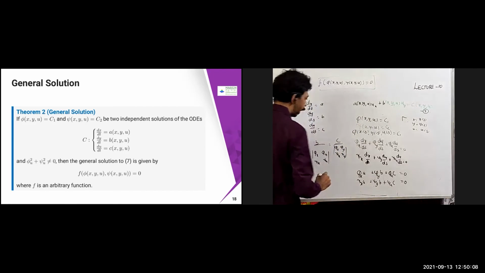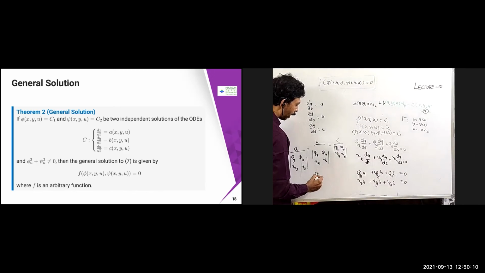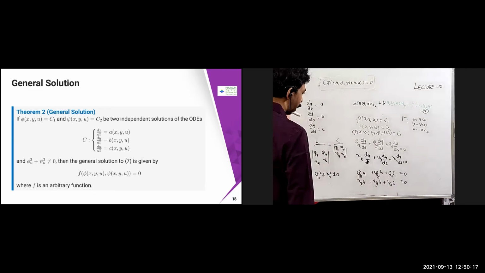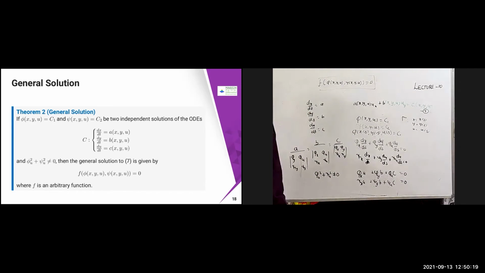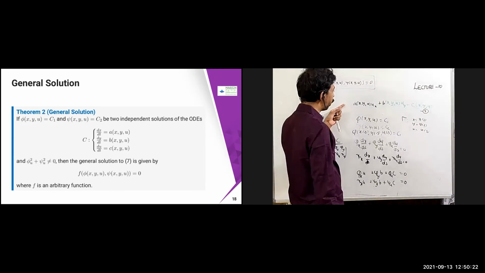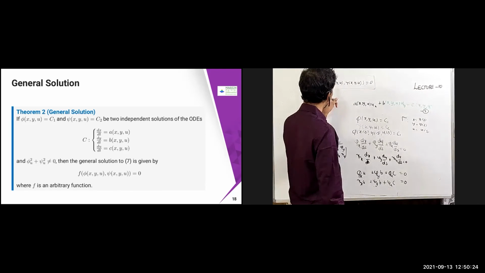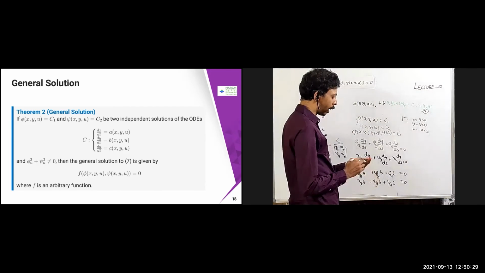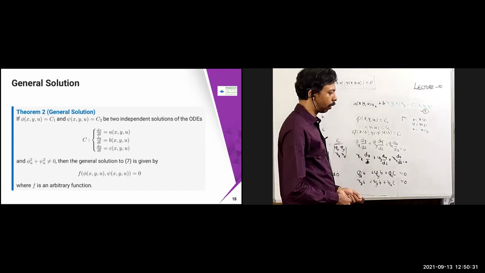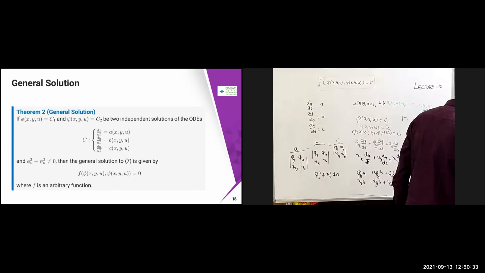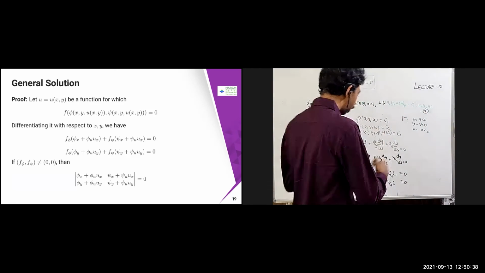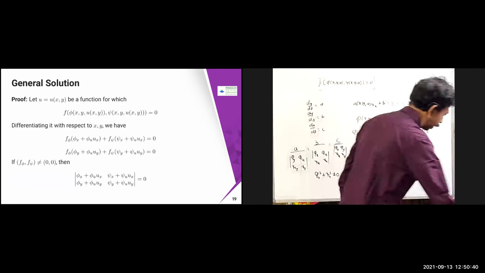With the condition that pi_u squared plus psi_u squared is not equal to 0. Then the general solution of this equation is given by this formula, where f is an arbitrary function. You can take any arbitrary function and substitute it, then you are going to get a general solution. Okay, so let us prove this theorem. How do we obtain it? We have to use this. We'll prove one part first, then we'll do the second part.